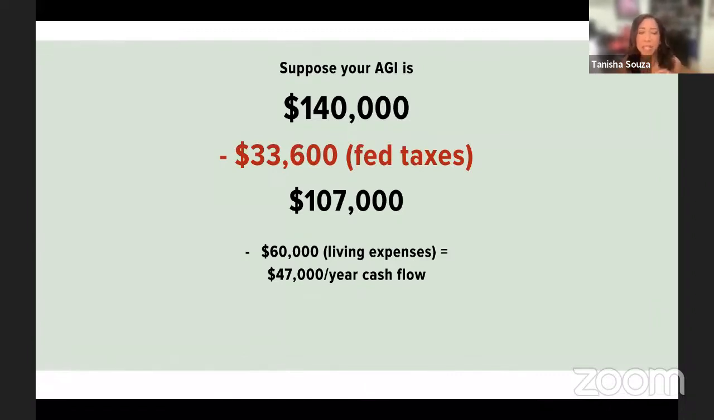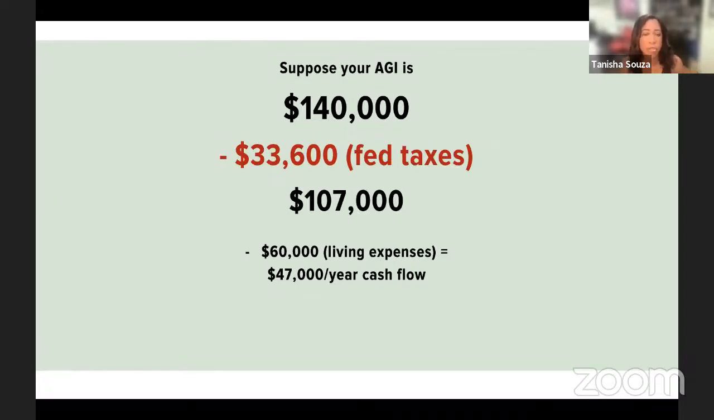Let's pretend, to make this really simple, right? We're just going to pretend $33,600 would be your typical federal tax burden. That might change a little bit in 2023, but my understanding is this is just general. I mean, remember, go talk to your tax professional for specifics in your situation. But if your adjusted gross income was 140 and then you had a $33,000 tax bill, basically you would have $107,000 left to deal with your living expenses and then your cash flow.